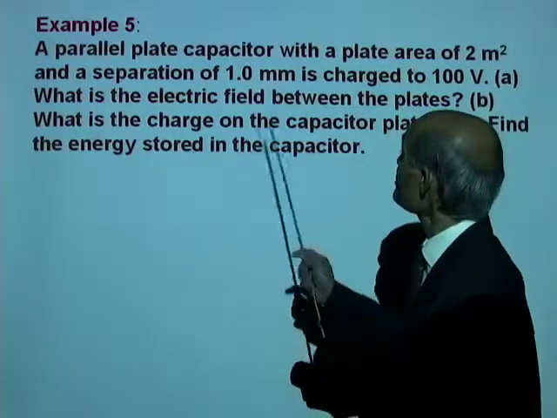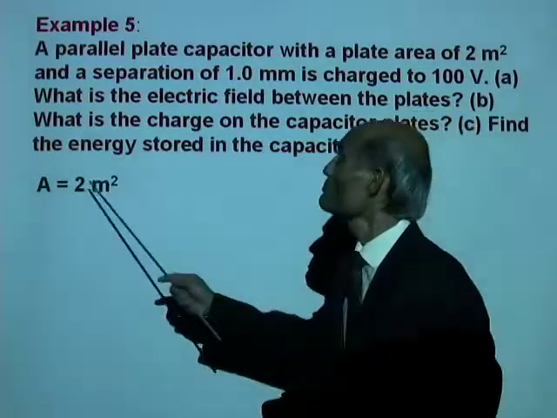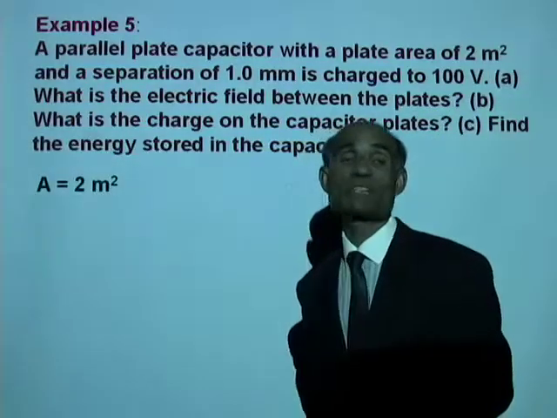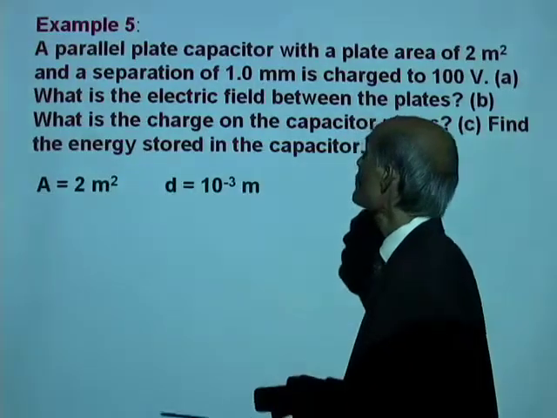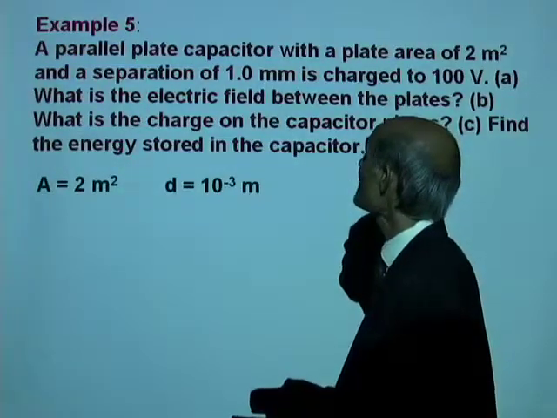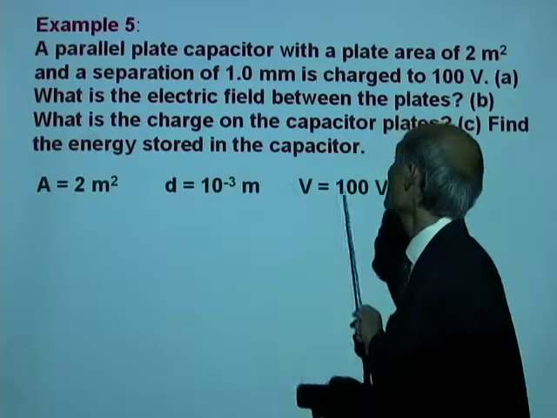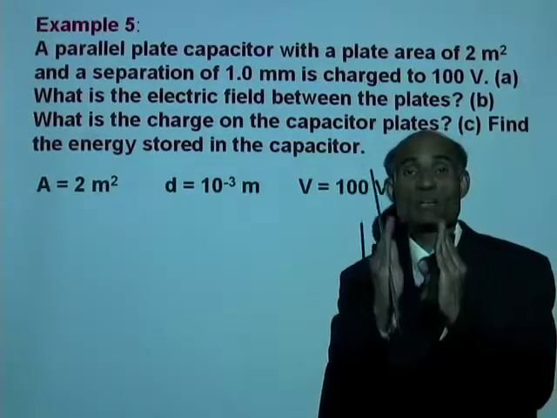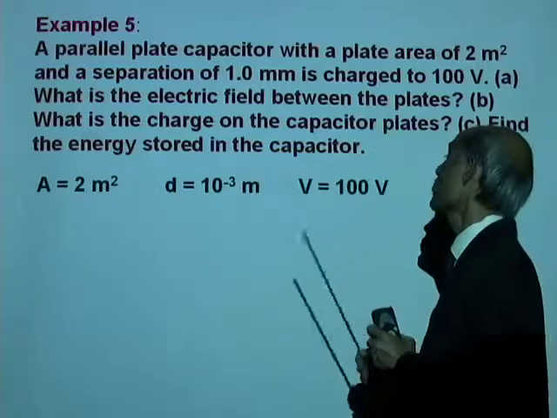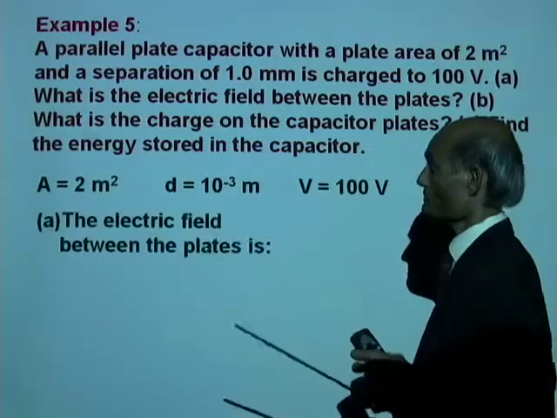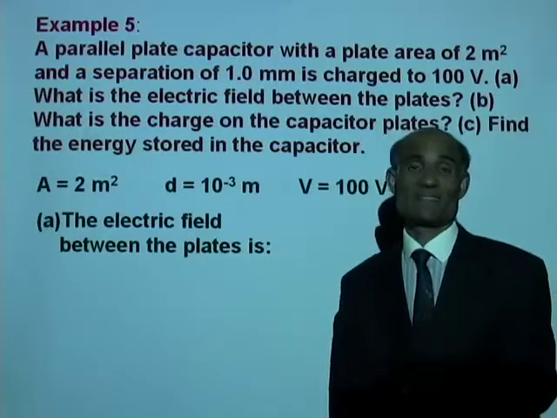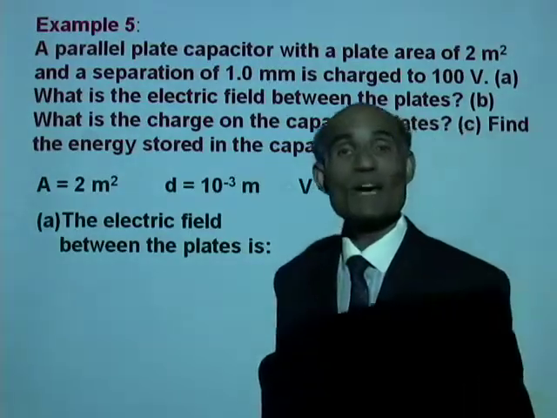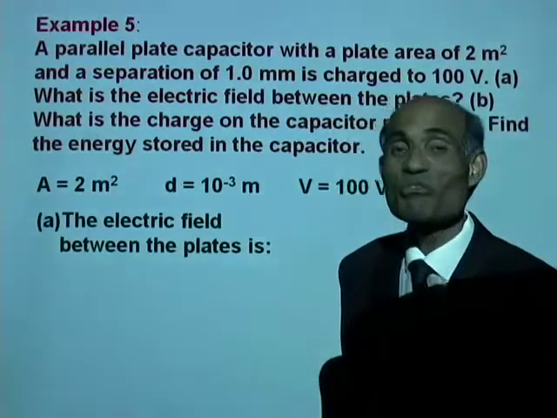Okay, let's see what the given things are. You know the area of the plates is 2 meters squared. The plate separation is 10 to the negative 3 meter. And the potential difference between the capacitor plates is 100 volts. What is the electric field between the plates? Can you tell me what equation we will use for electric field?